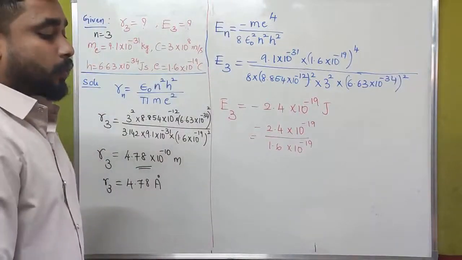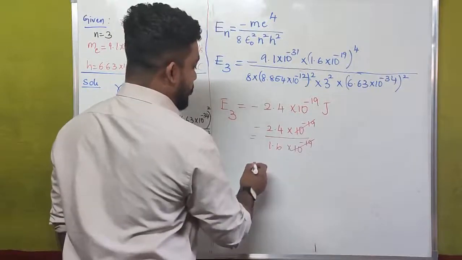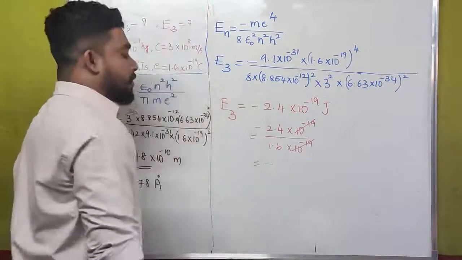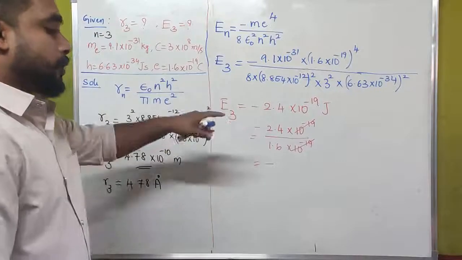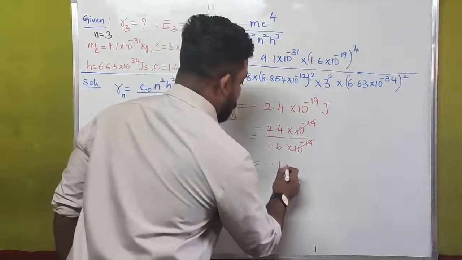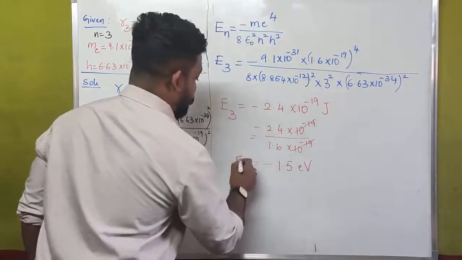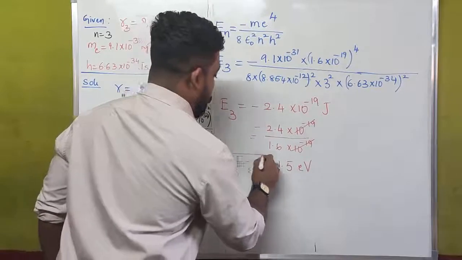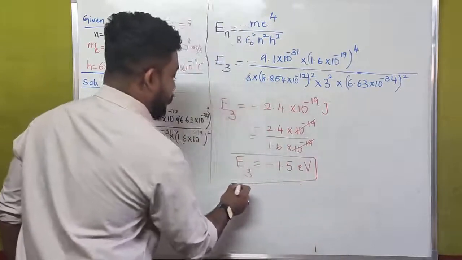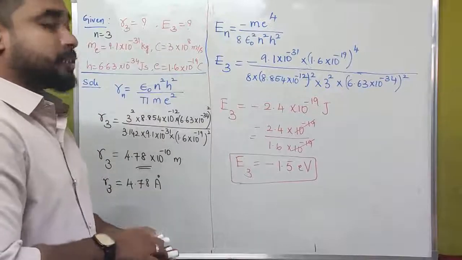If we do that, 10 to the power of minus 19 gets cancelled, and here we have minus 2.4 divided by 1.6, which is equal to minus 1.5 electron volts. Actually, we can easily verify this answer.